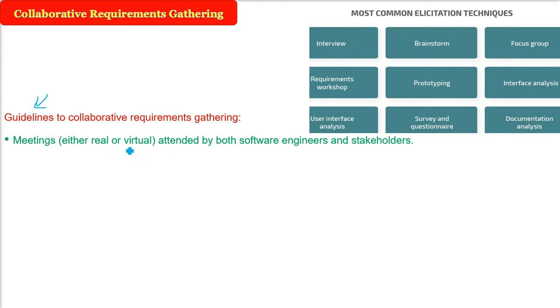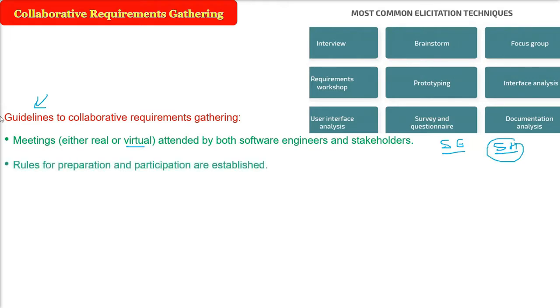It can be real. It can be virtual. In today's terms, it can be on Zoom or Google Teams. So here we have the software engineers, that is the team from the software side who is going to make the project, and the stakeholders, who are directly or indirectly related to the software. Then we have to plan the meeting, that is who is going to participate and what you are going to discuss.